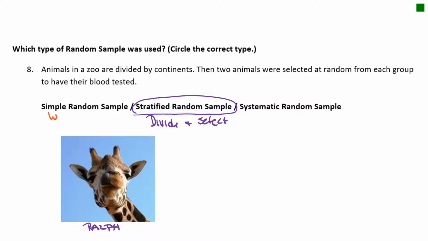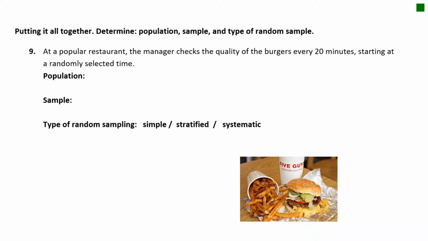Random is simple, is willy-nilly. And systematic is intervals. Okay? I'm just going to keep saying that so you remember them. Stratified, divide and select. All right, here we go. Let's put it all together. Population, sample, type of random sample. Remember, population is the big thing we're talking about. Sample is the little thing we're actually doing something with, and the type of random sampling is how we collect our data.